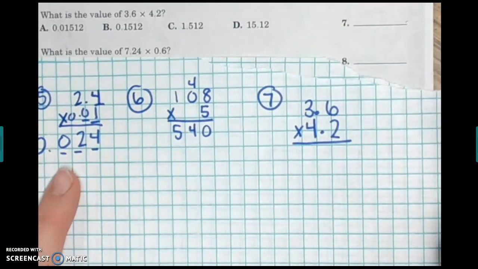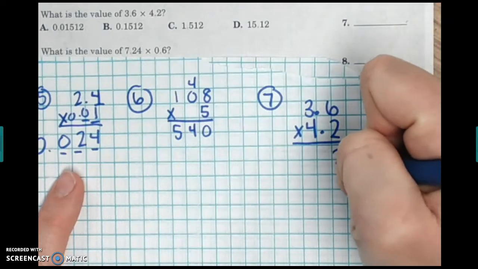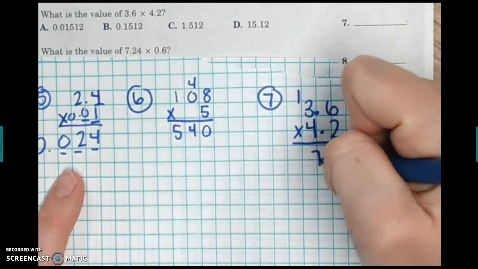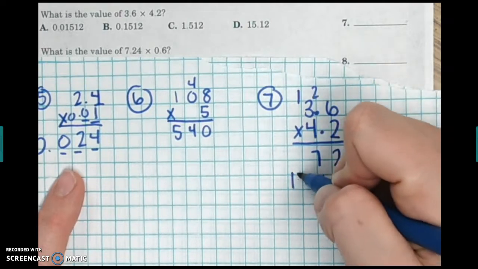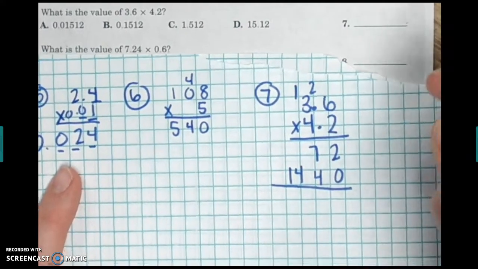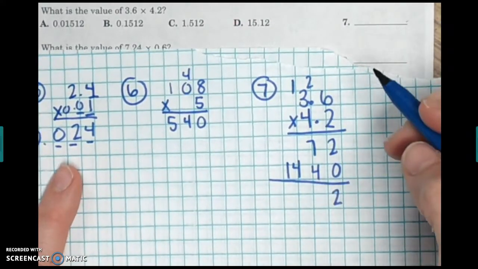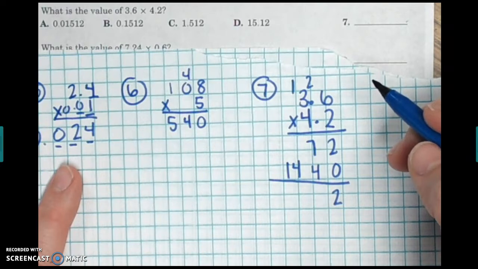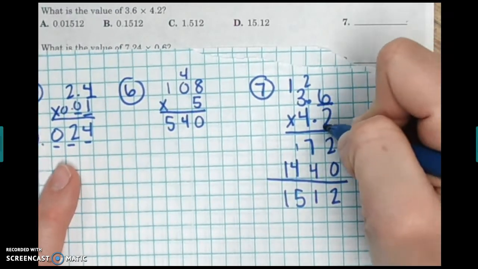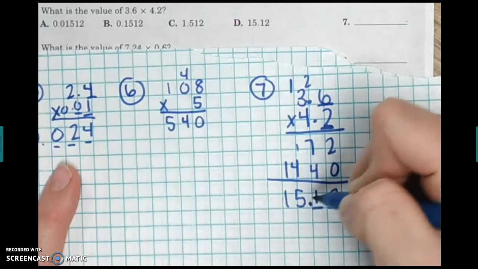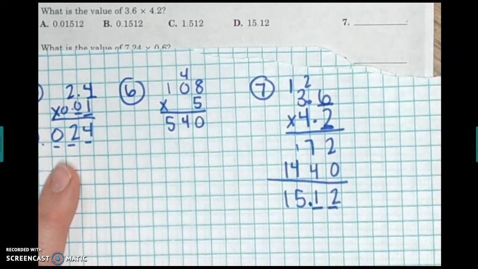So you took 3.6 times 4.2. You got a 12, a 7, 0, 24, 14. Now I'm going to add them together. 2. Stop talking. 11, 5, 1. Now there's 1, 2, 1, 2. So your answer is 15.12.